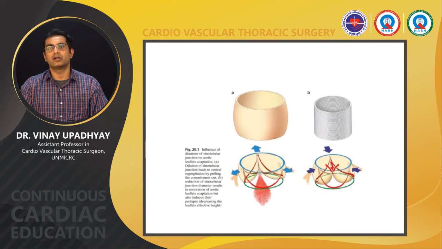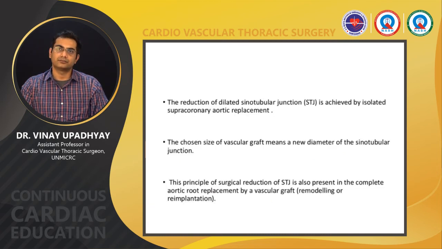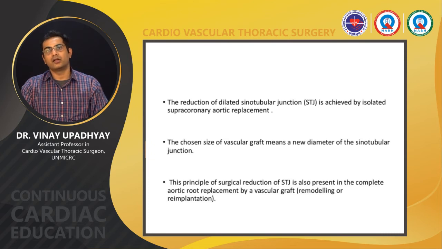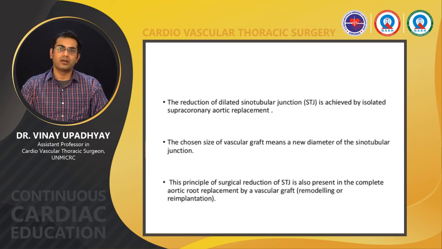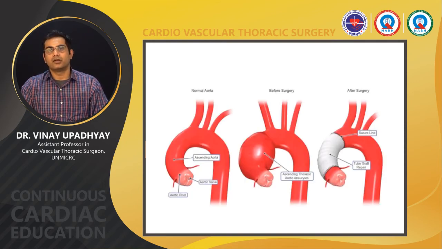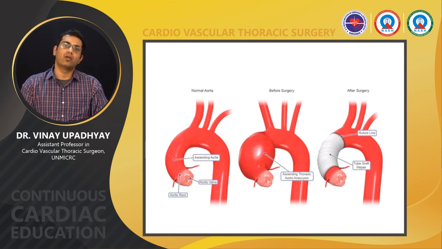This figure shows the technique. The reduction of dilated sinotubular junction is achieved by isolated supracoronary aortic replacement. The chosen size of vascular graft determines the new diameter of the sinotubular junction. The principle of surgical reduction of STJ is also present in complete aortic root replacement by a vascular graft. This figure shows the correction of sinotubular junction.